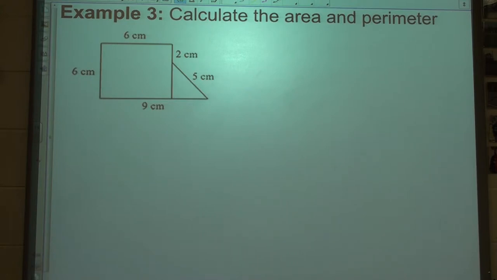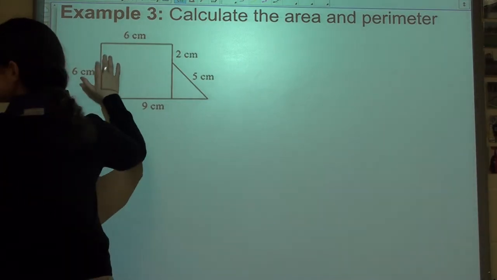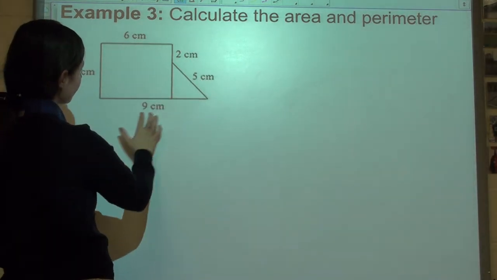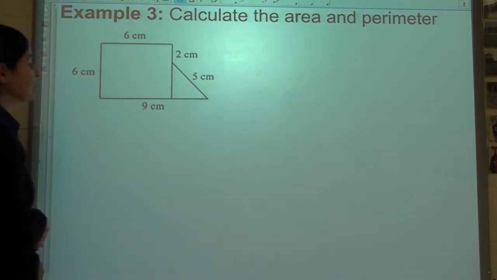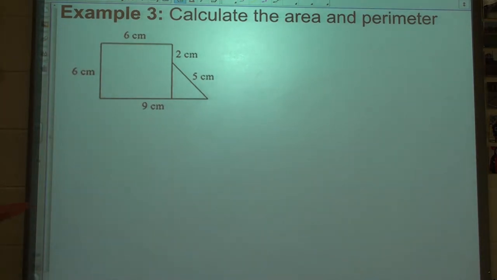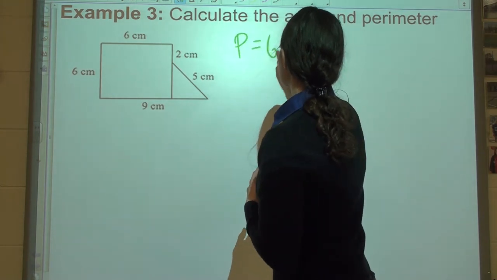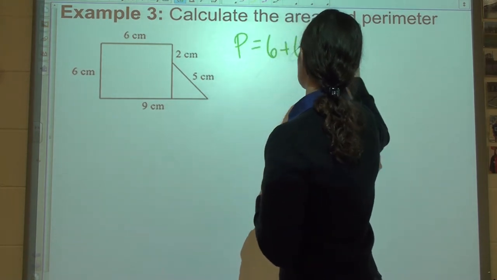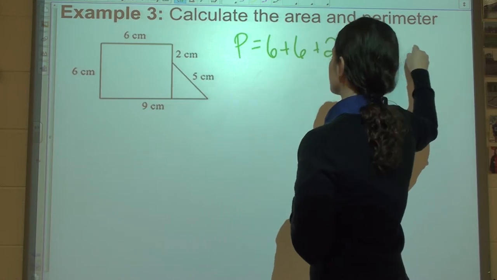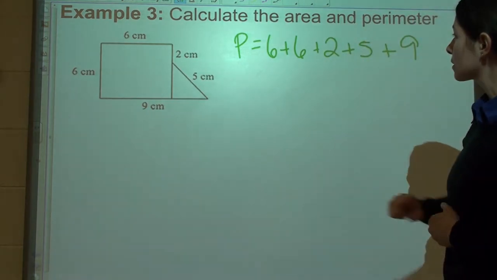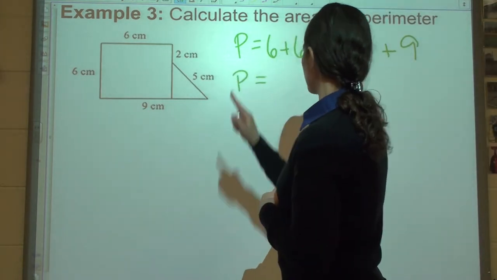So for example, before we find the perimeter, you hopefully realize we know 6, we know 6, we know 2, we know 5, and we know 9, which is the entire base. So we can go ahead and just add those up to find our perimeter. So I've got 6 plus 6 plus 2 plus 5 plus 9. And I'm actually going to do this in 2 steps so I don't mess it up.